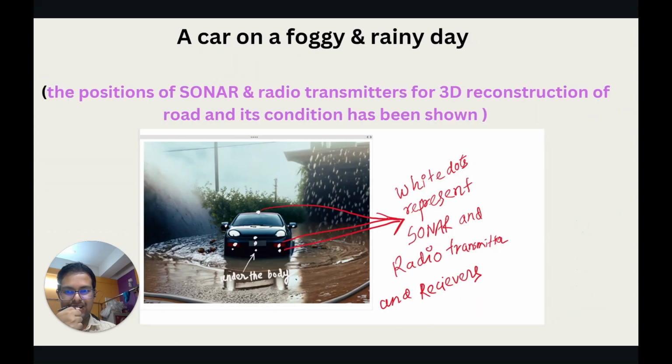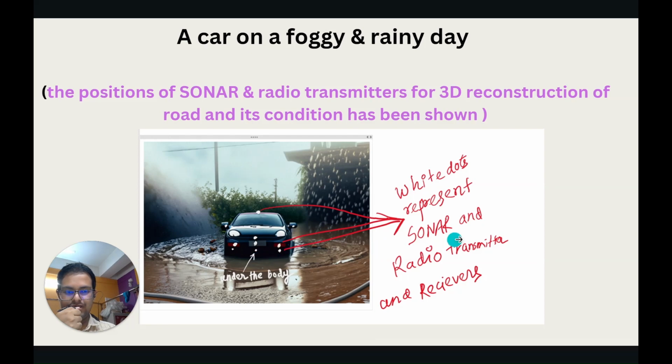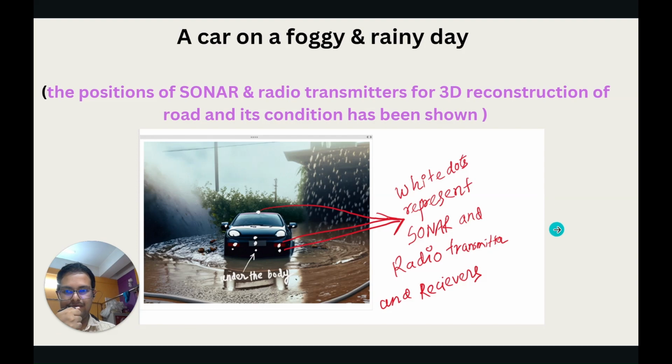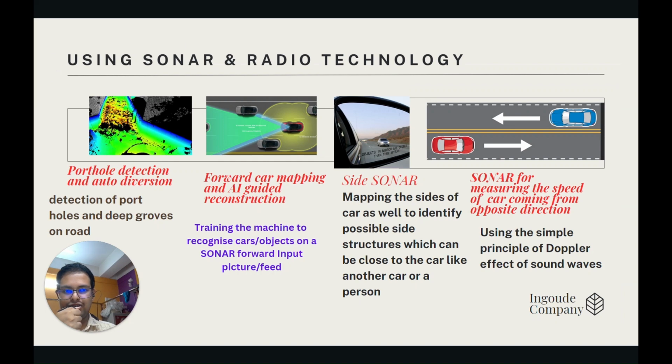So for a car on a foggy and a rainy day, the position of the sonar and the radio transmitters for 3D reconstruction of the road and its condition has been shown here. Here are the sonar sensors under the body. The white dots represent the sonar, radio transmitters and the receivers here, here, here. Okay. So it's the process. I have put up a flowchart for this using sonar and radio technologies. So these are the features that the sonar technology can provide.